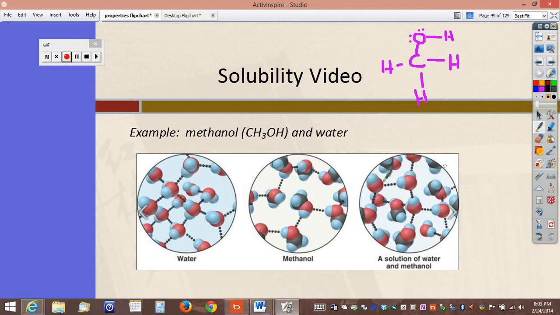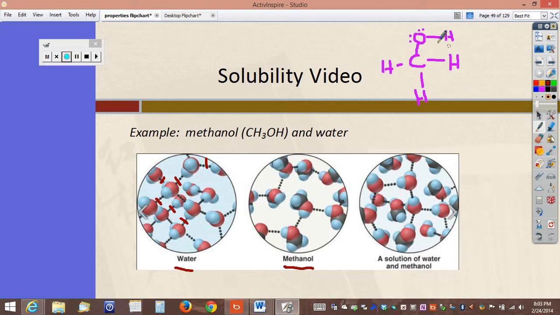First, the solvent, which in this case is the water, needs to break up its attractive forces. So we can see here all these dotted lines. Those attractive forces between the water molecules must be broken. This will give space for the solute to get in between. Our solute is methanol. The methanol also has attractive forces.